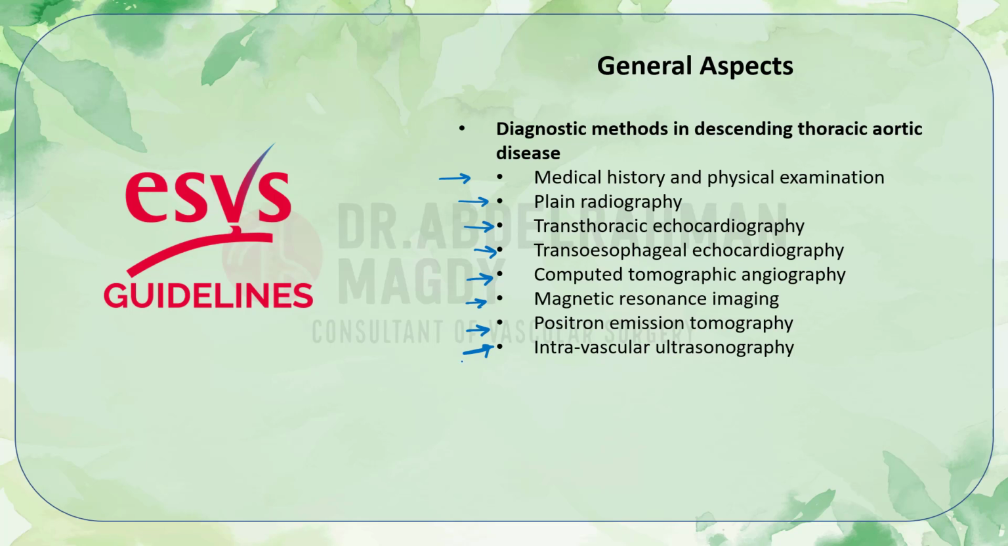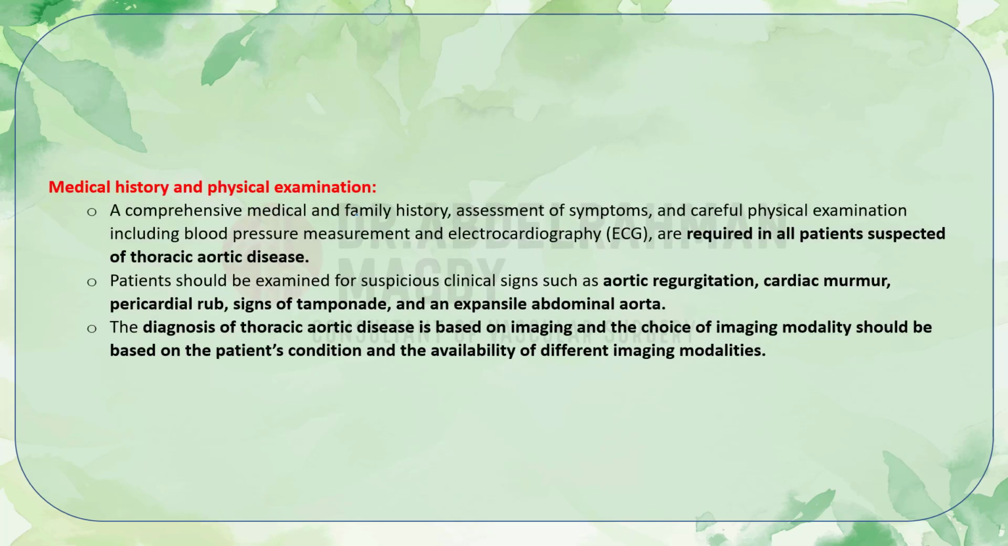As regards the medical history and physical examination, a comprehensive medical and family history to delineate the risk factors such as smoking, hyperlipidemia, hypertension, as we said before, and assessment of symptoms, and careful physical examination, including blood pressure measurement and electrocardiography, the ECG, are required in all patients suspected of thoracic aortic disease. Patients should be examined for suspicious clinical signs such as aortic regurgitation, cardiac murmur, pericardial rub, signs of tamponade, and an expansile abdominal aorta. Presence of tamponade may be a complication of a type A aortic dissection.